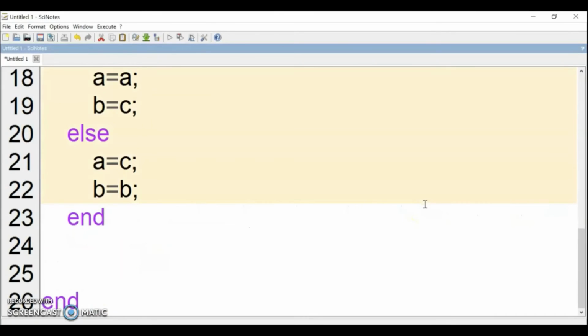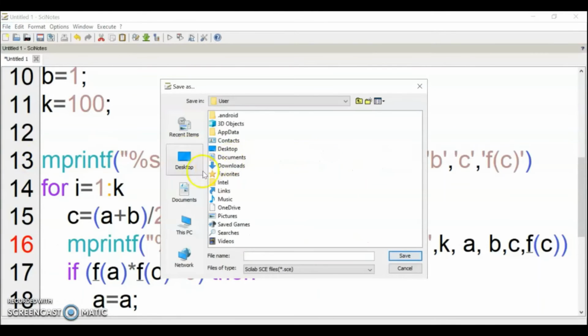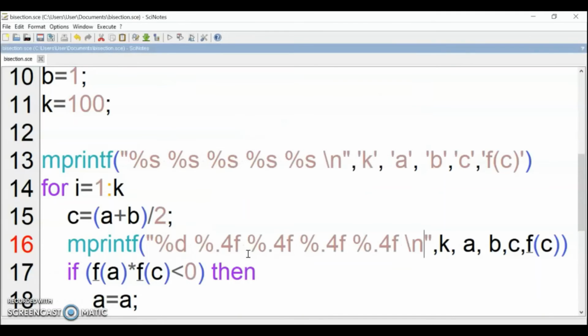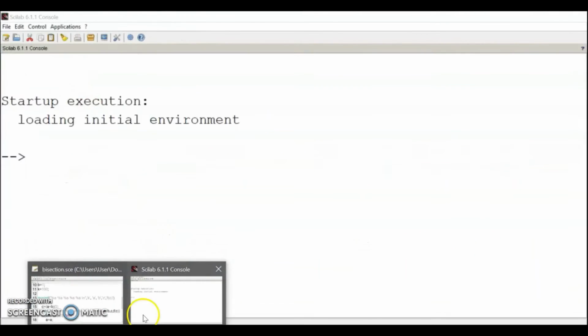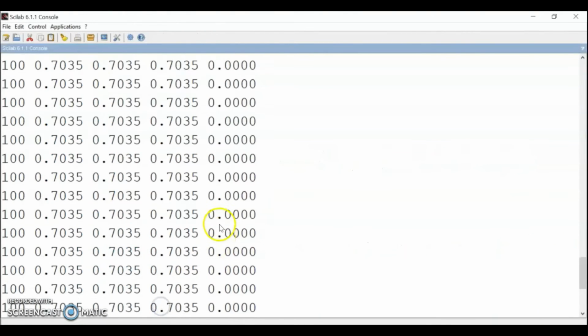And then what else? I think that's it. Let's try this. If it's an error, we'll edit it. Okay, so save your file as bisection. Okay, bisection. Let's see what we get. I'm going to run it again. There you go. See that?